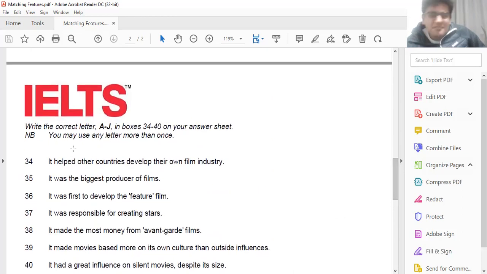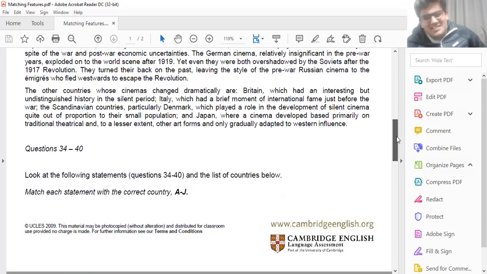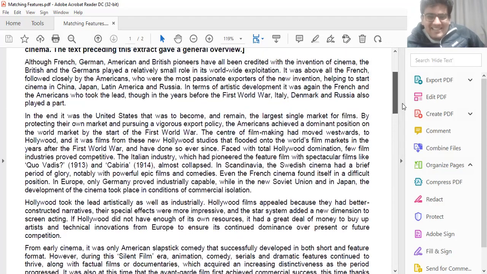Okay. Next up, 35. It was the biggest producer of films. What was the biggest producer of films? Let's crack out this code as well. So we got the answer for question 1 over here in the second line of the first paragraph. Therefore, we're going to be looking below this line in terms of extracting the answer for the next question, which in this case happens to be question number 35.